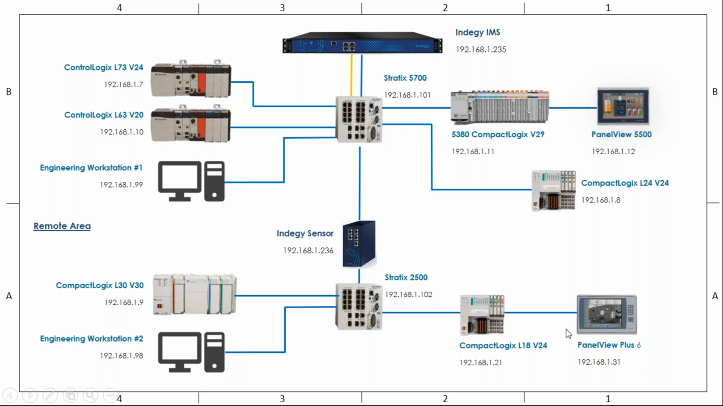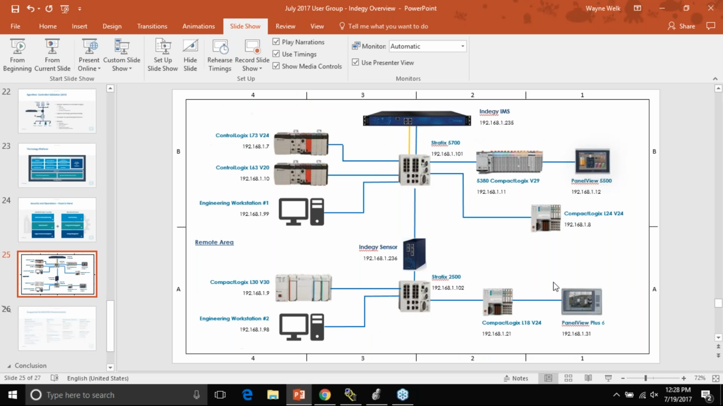Across from me, in the area where Wayne is, is a sensor. We have a sensor that's tied into a CompactLogix L30, an engineering workstation that Wayne's sitting at, another Stratix switch, and then a PanelView Plus 6 and a CompactLogix L18 version 24. So we've got a smattering of equipment of different vintages and types, and quite a bit that we can show here.